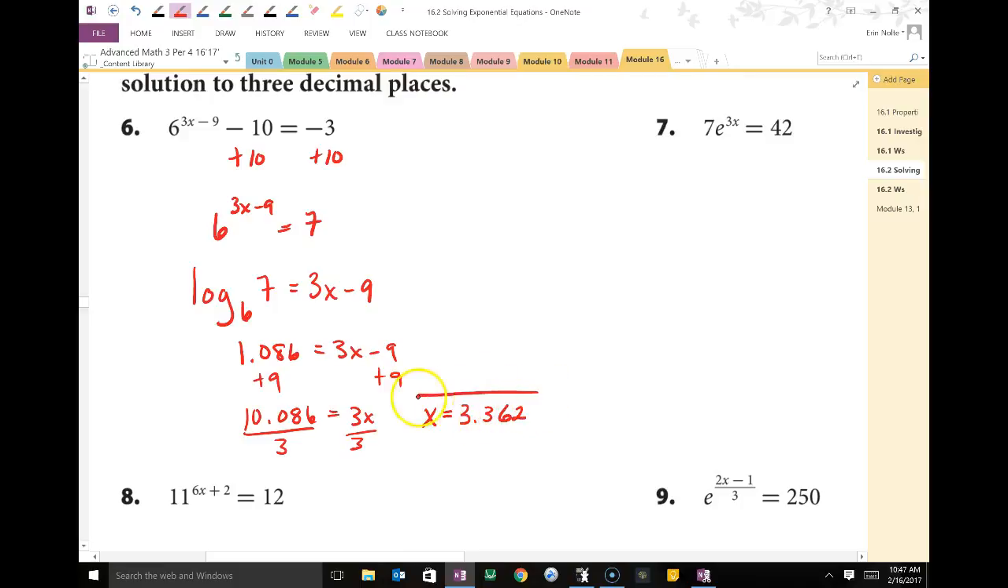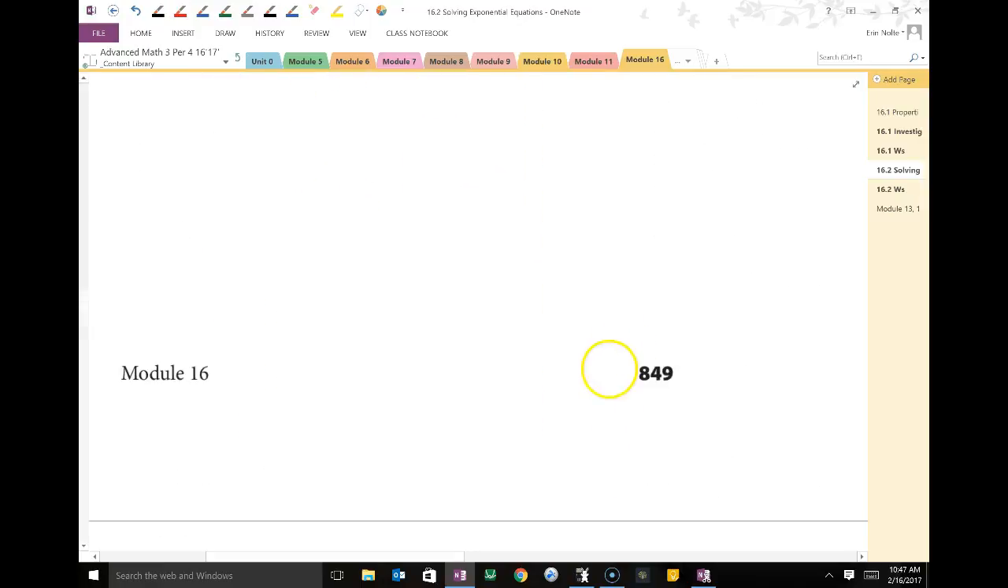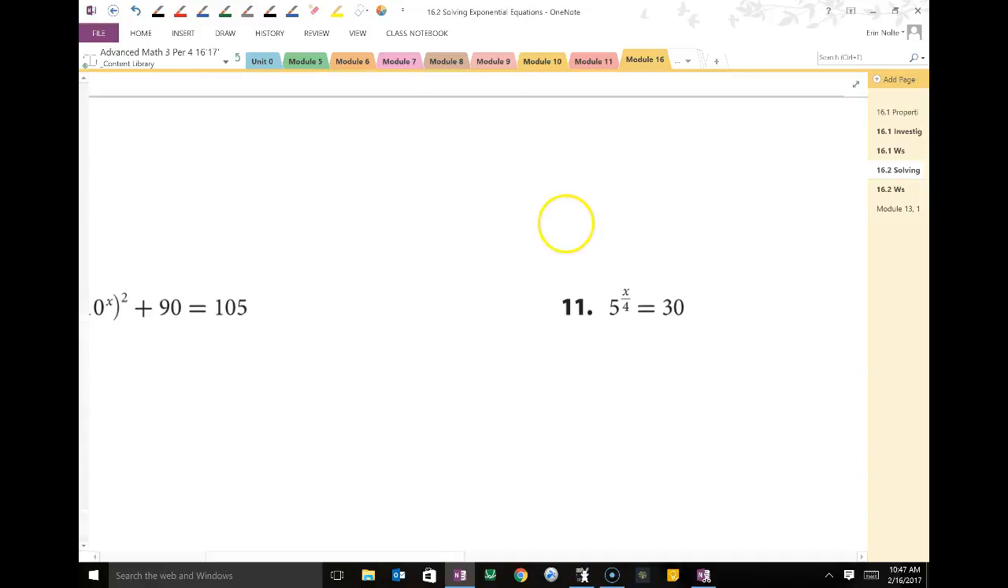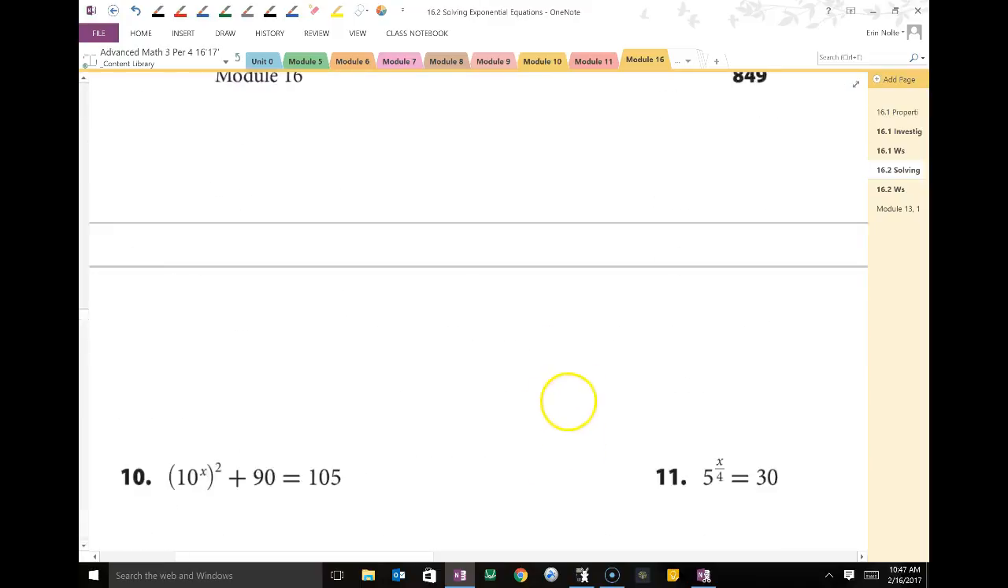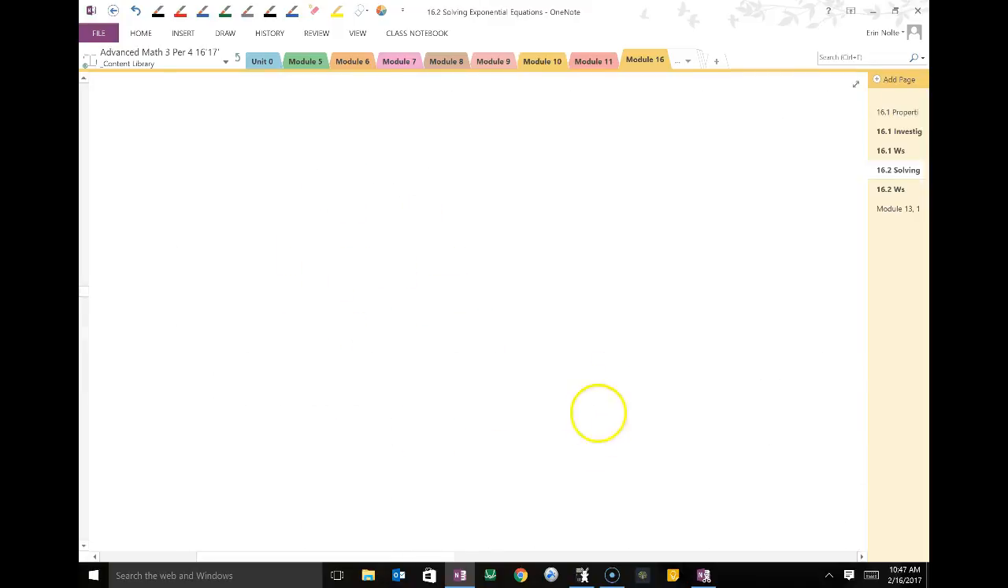Pretty easy? What else do we want to do? Gosh, these are just so easy. Alright, I like this problem up here. Let's do this one.